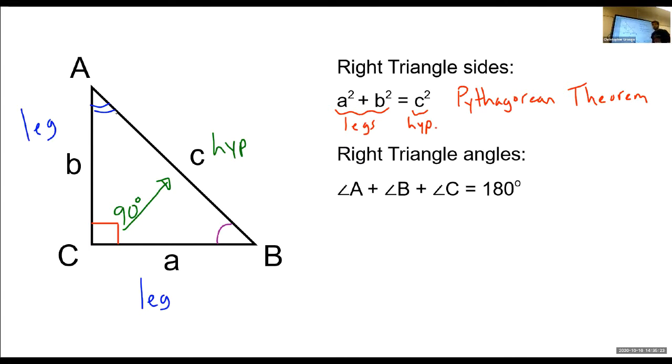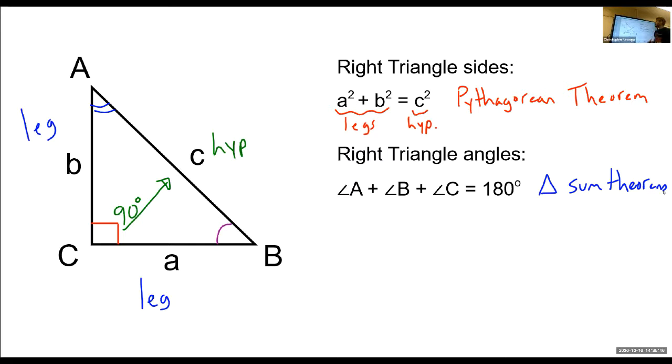Well, earlier in the semester, we talked about what was called the triangle sum theorem. And what that told us was that all of the angles inside of a triangle, any triangle, not just a right triangle, but any triangle, the sum of the three angles are going to add up to 180 degrees.